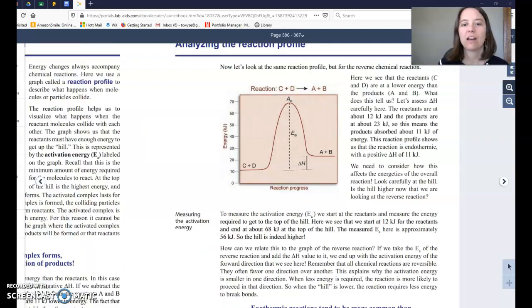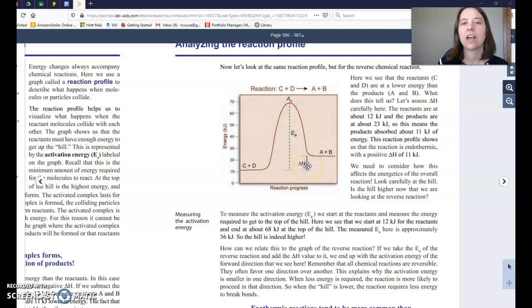Looking at the reaction profile on the next page, the same question, what are the reactants and what are the products? If you said the reactants are C and D and the products are A and B, you would be correct. And what is the activation energy? If you said this is the activation energy, so between 10 and 70 or 60 kilojoules, you would be correct. And then what is the change in enthalpy? If you said the change in enthalpy is right here, and it is 10 and 25, so 15 kilojoules, you would be correct.